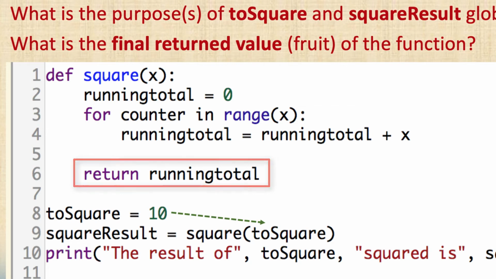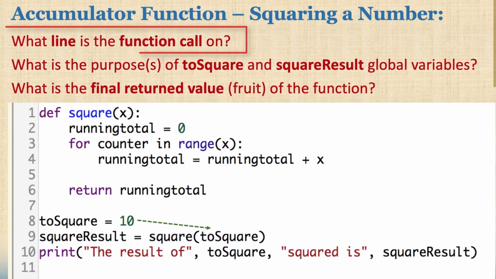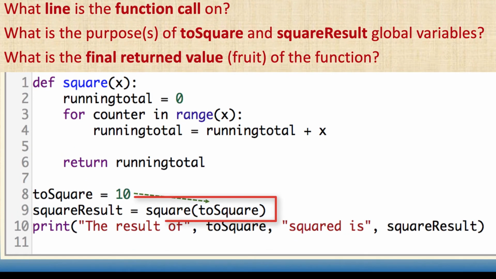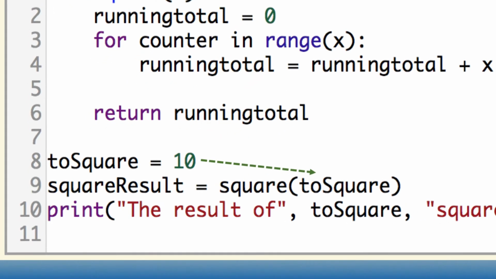And down at the bottom, there's a couple things here. It says, what line is the function call on? And the function call is on line 9. It says square result equals square of two square. Now, there's not an actual number as the argument. There is an argument, but it's a variable that's waiting for the value. Two square is the argument, and it's going to be 10. There's just a global variable in front of it, using two square equals 10. So it's still going to send 10.